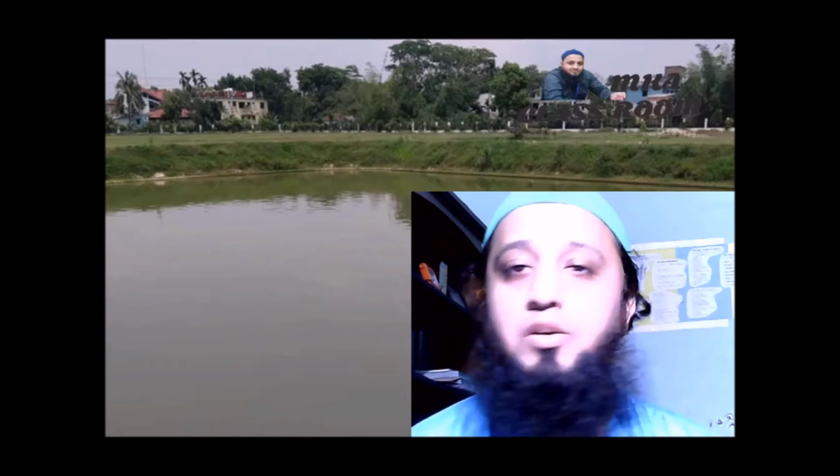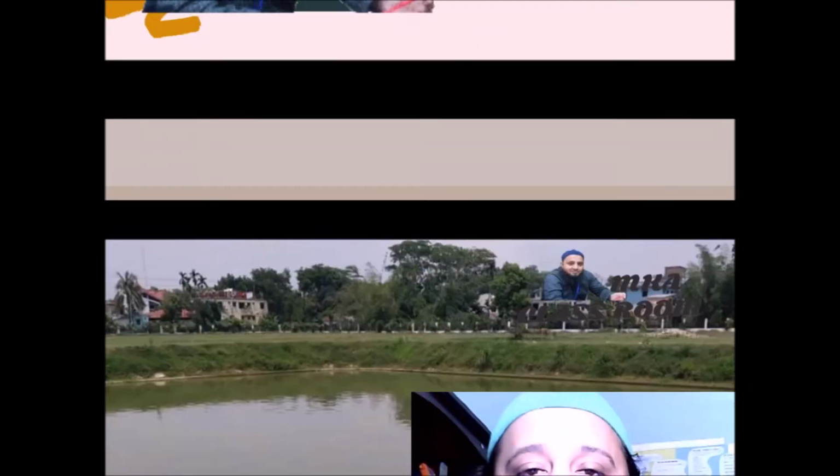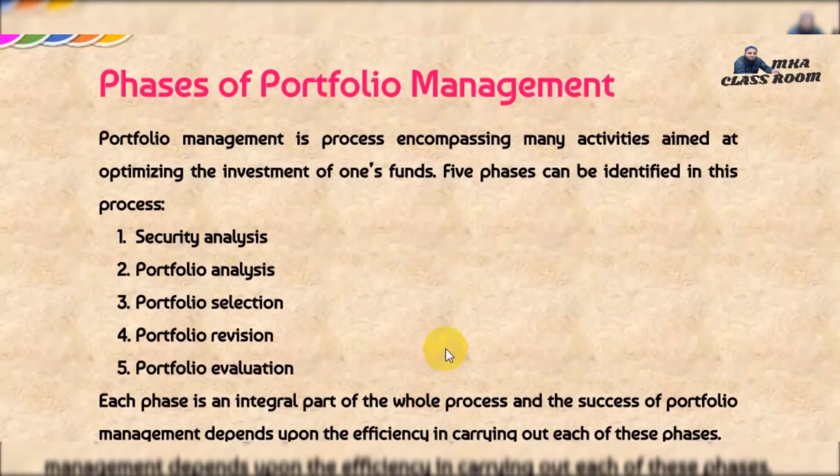Now let's start today's video tutorial. Today we will try to discuss the phases of portfolio management. Portfolio management is a process encompassing many activities aimed at optimizing the investment of one's funds. Five phases can be identified in this process.